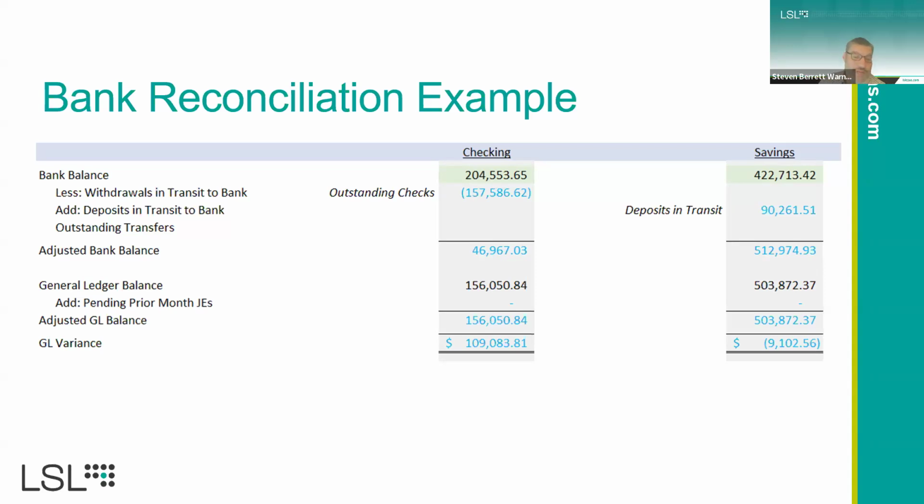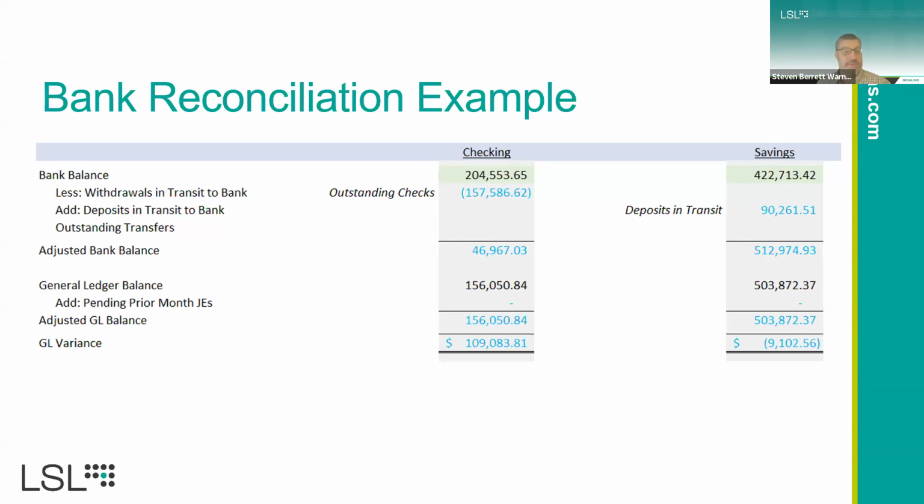In this example, we don't really have any adjustments that we're aware of to the general ledger. And so our adjusted bank balance is 46,000. Our adjusted general ledger balance is 156,000. Those two numbers should match once we get this all right. So we'll isolate the bank, we'll isolate the general ledger, we'll apply adjustments to each of them individually. And then the end result, the adjusted bank balance and the adjusted GL balance should match.